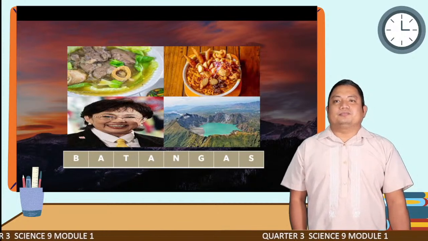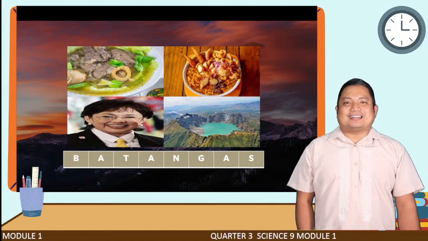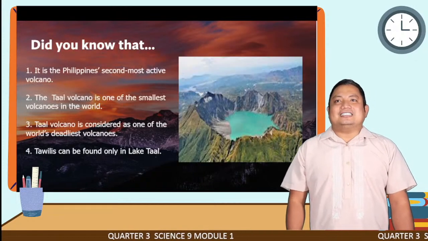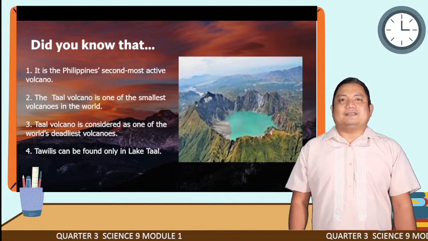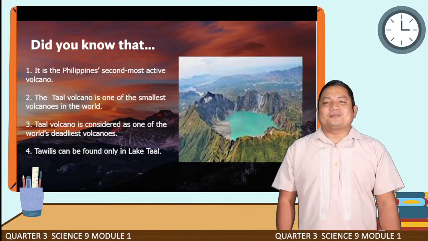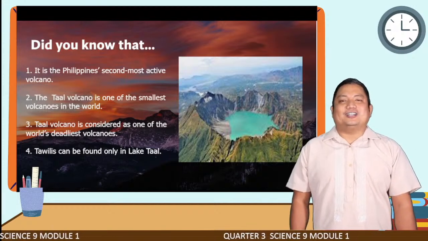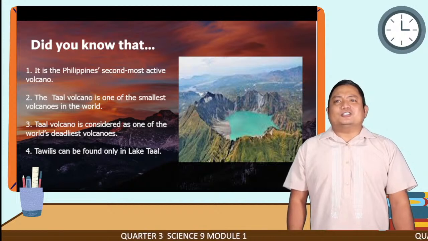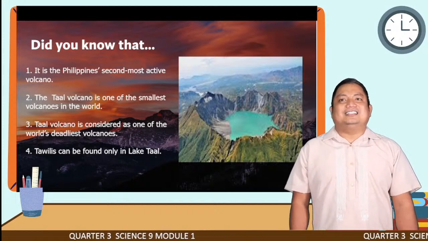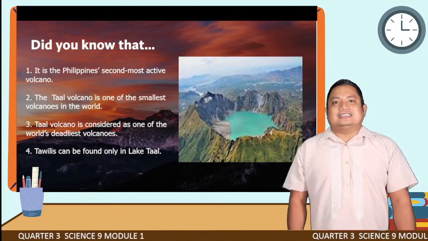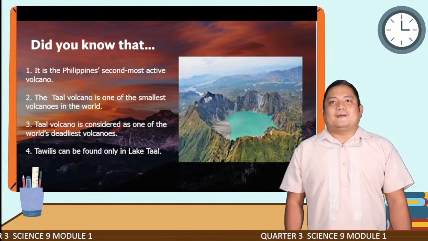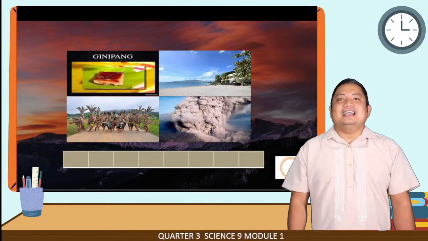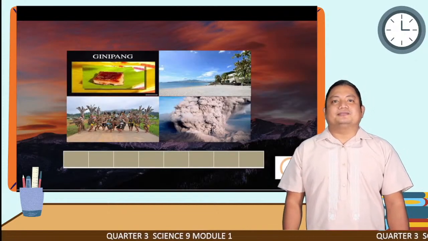Time's up. Very good. It is Batangas. Did you know that it is the Philippines' second most active volcano, the Taal volcano? Also, the Taal volcano is one of the smallest volcanoes in the world. Taal volcano is considered also as one of the world's deadliest volcanoes. Tawilis can be found only in Lake Taal. Now you know. Next, another 5 seconds.